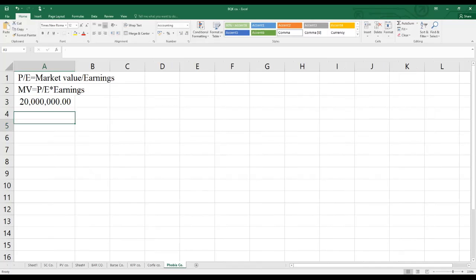Next method we are meant to use is the dividend growth model.